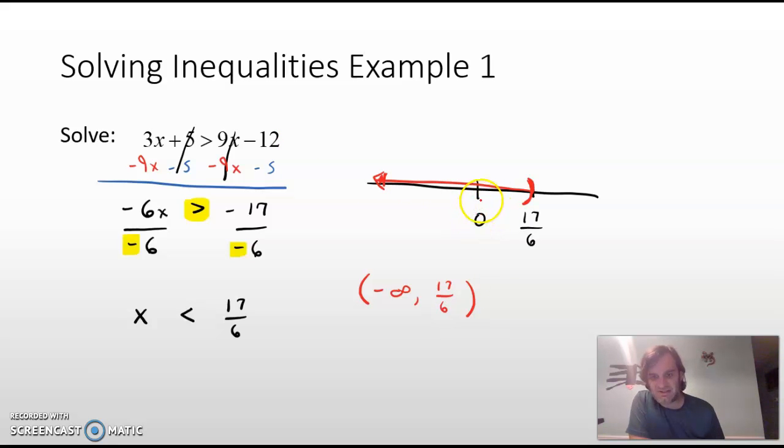And if you did want to check this, you could pick any number that I have shaded here, anything less than 17.6, plug it in for the x, and see if the left side is bigger than the right. It doesn't guarantee you did everything right, but it will catch some mistakes.